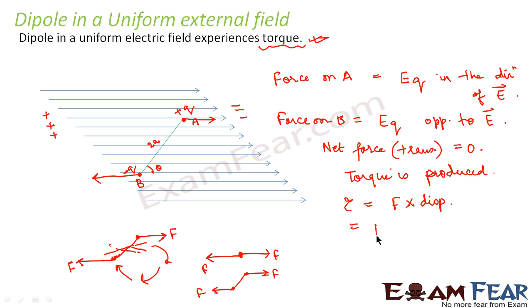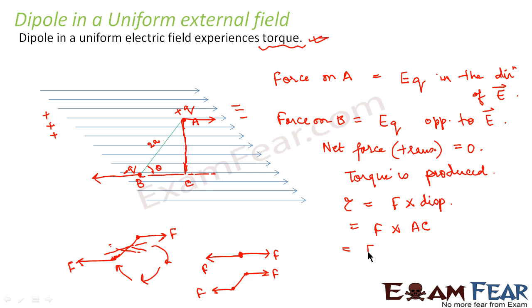So here, what is the force applied? Force applied, let us suppose, is F into the displacement, in the sense the perpendicular distance between the two dipoles. So the perpendicular distance is given by this length. What is this length? If you look at this triangle, let us call this point C. So this will be F into AC.